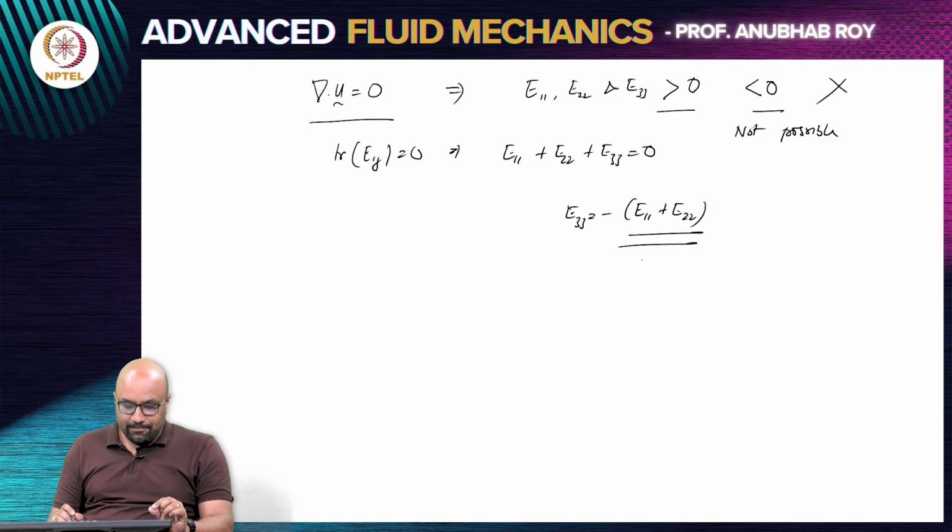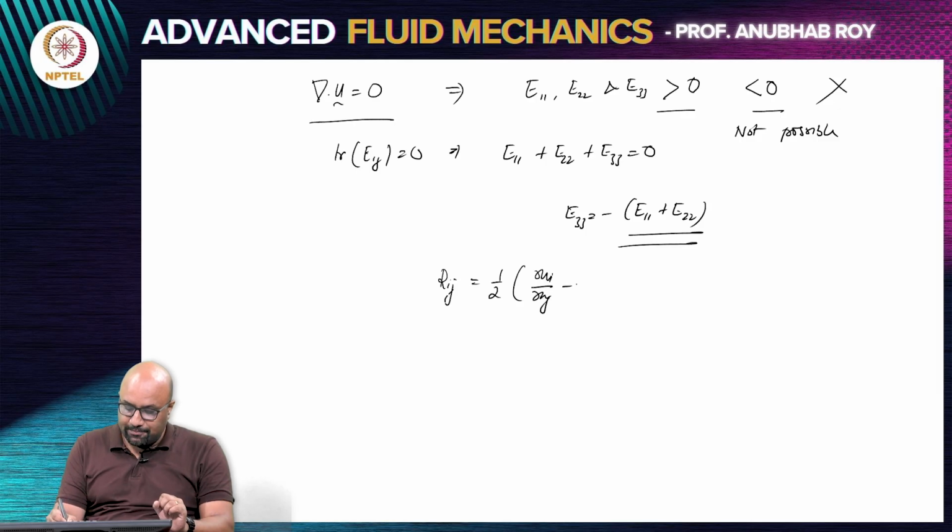So we'll stop here and then resume with the next part of the deformation, which is the rate of strain tensor's counterpart, that is the rotation tensor. That is the antisymmetric part of the velocity gradient. So this is what we will pick up in the next lecture.